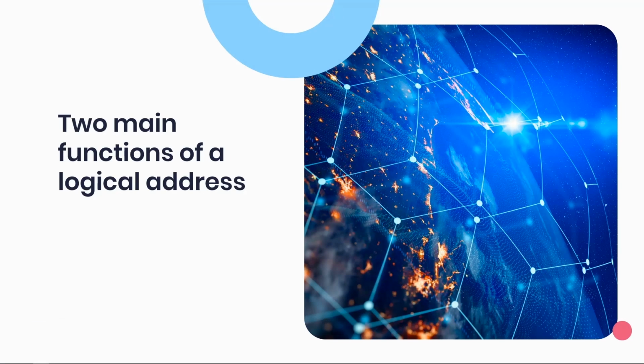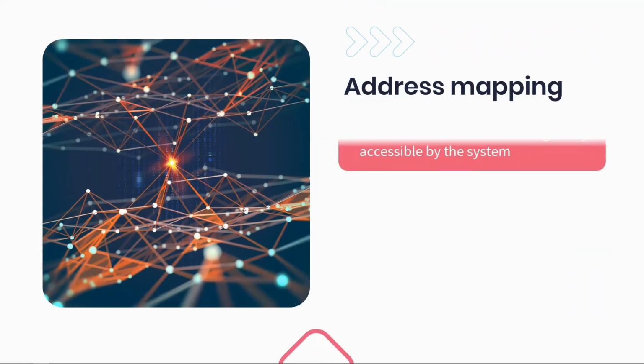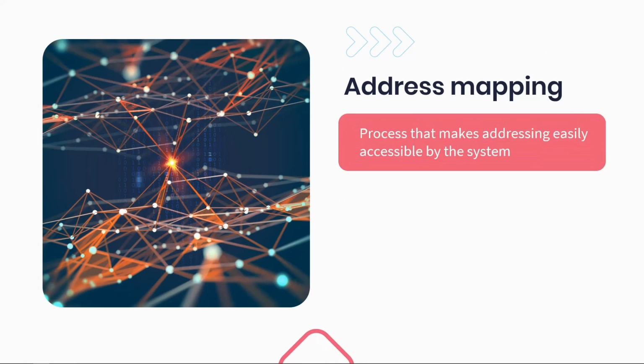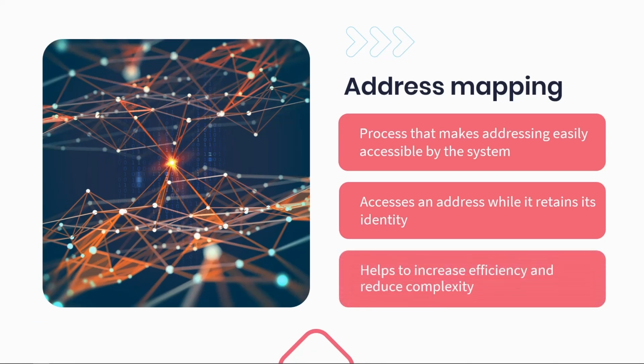There are many functions of logical addresses, but right now, we're going to look at the two major functions of a logical address. That is, address mapping and translation. Address mapping, also known as the mapping function, is the process that makes the addressing easily accessible by the system. The ability to access an address and to have it retain its identity over the course of the access is unique to this access method, and it facilitates good communication in a network. It also helps to increase efficiency and reduce complexity.